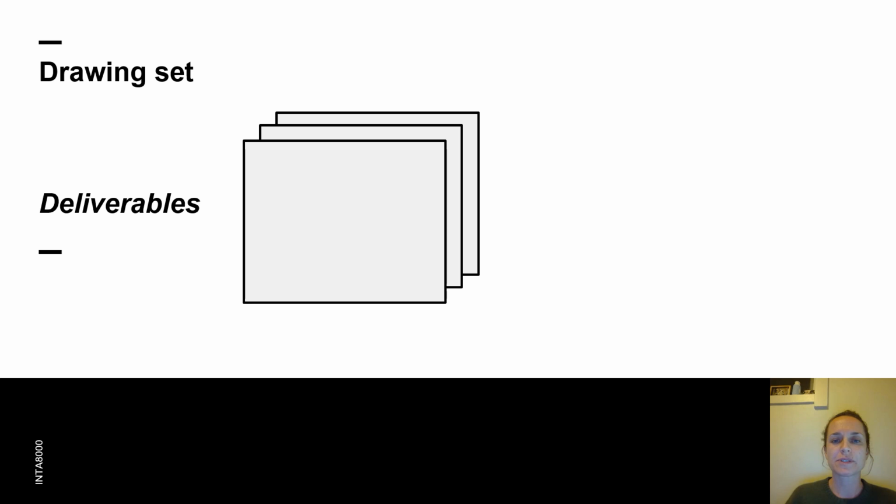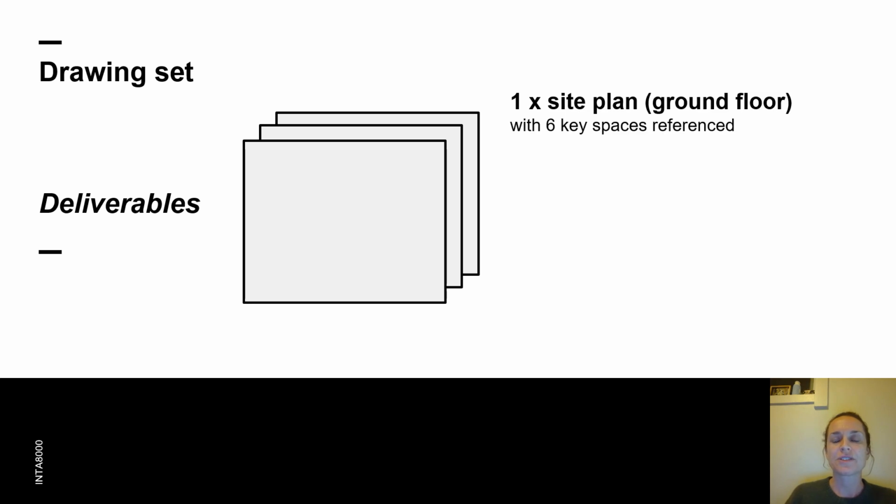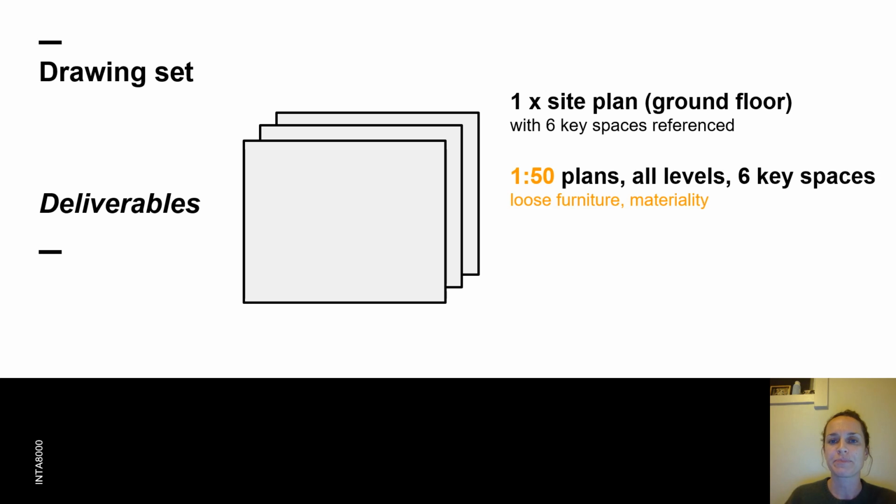The deliverables. So as per assessment 2, we're asking for one site plan at 1 to 500. This should be a cut of the ground floor plan, and you should be referencing your 6 key spaces on this plan. So circle them and reference them to the page that we see them in detail.